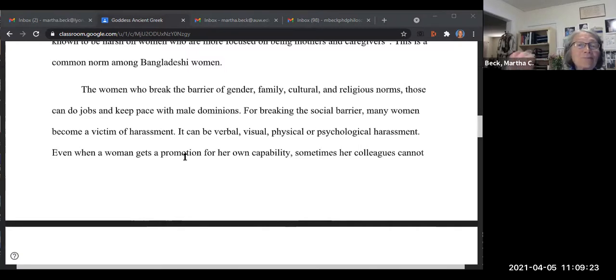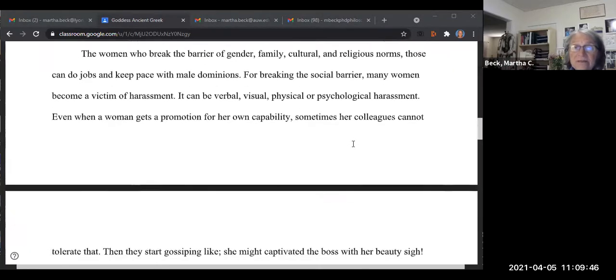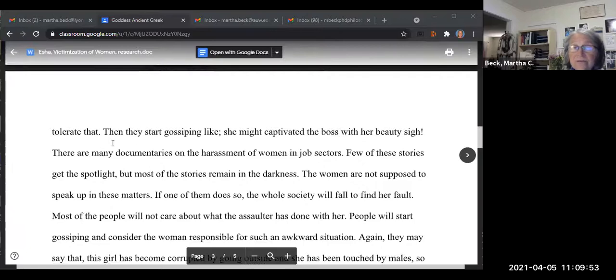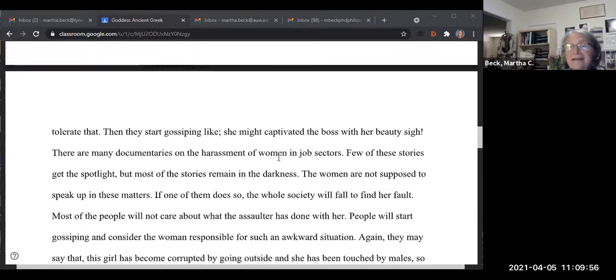Then you need another paragraph, another one of her main points. When a certain percentage of women who do break the barriers become victims of harassment, right? That's another paragraph. It can be verbal, visual, physical, psychological. Even when she gets a promotion, sometimes her colleagues cannot tolerate it. They start gossiping. Well, wait a sec, you need some data, right? You never get data about gossiping. You might get data about how women who are promoted are resented. There might be research about that.